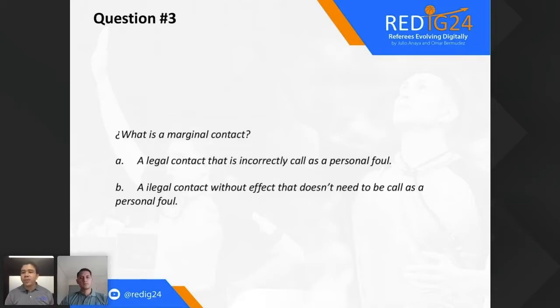Okay, we're having some answers. I think 80% of the people consider that a marginal contact is an illegal contact without effect that doesn't need to be called as a foul. I personally agree with you. When we have an illegal contact on the court, but the effect is not big or can be disregarded, then we say that illegal contact is marginal because it didn't have any effect and it might not be called as a foul.